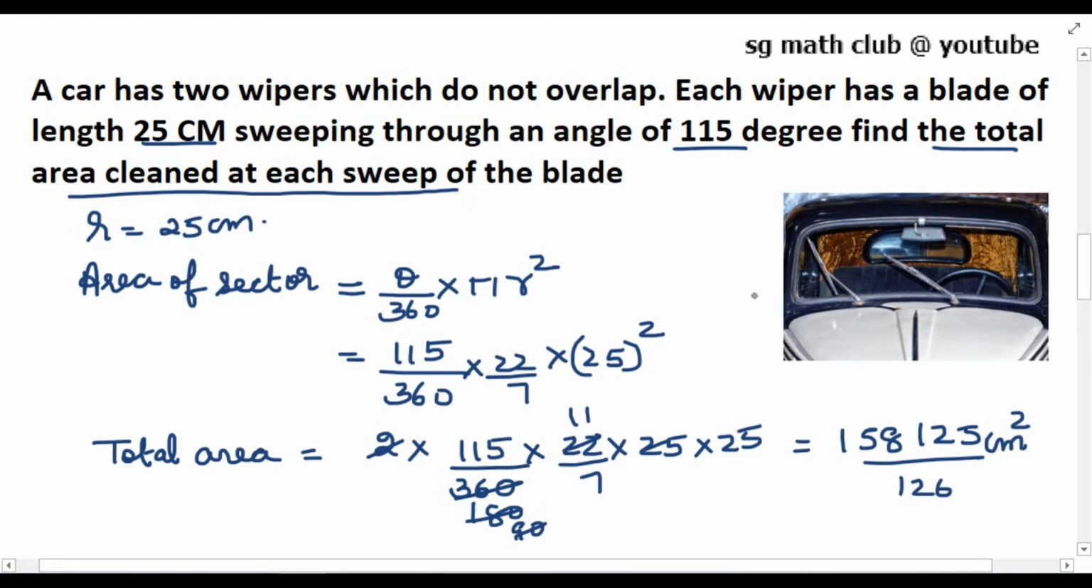So total area will be, since two blades are there, you have to multiply with 2. So total area cleaned at each sweep of the blade is equal to 2 into area cleaned by one wiper, that is 2 into area of sector.